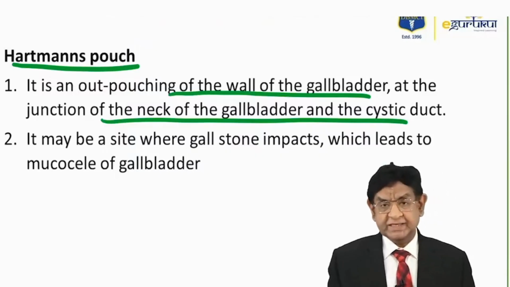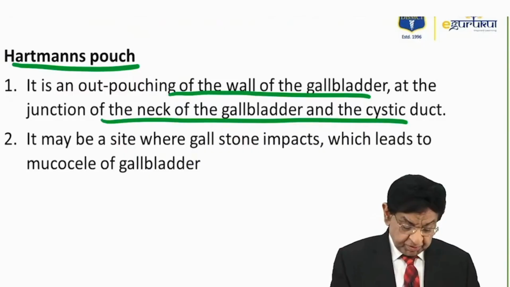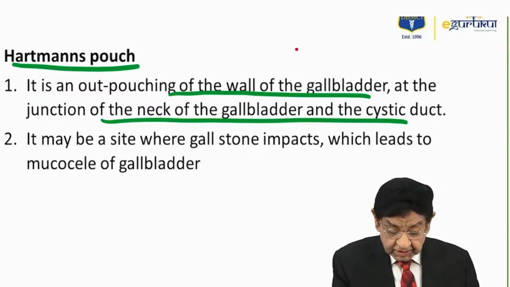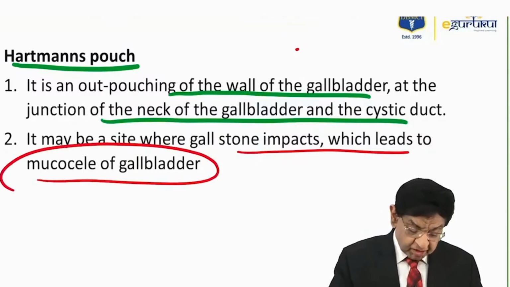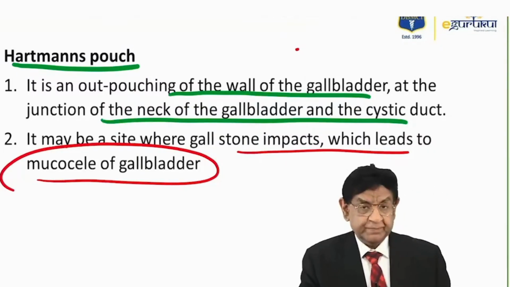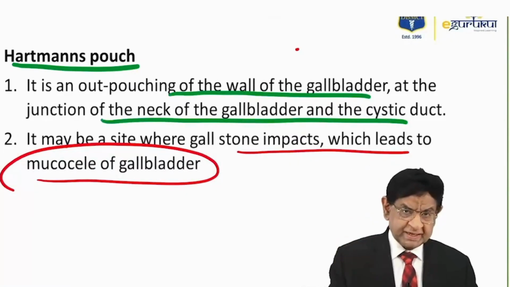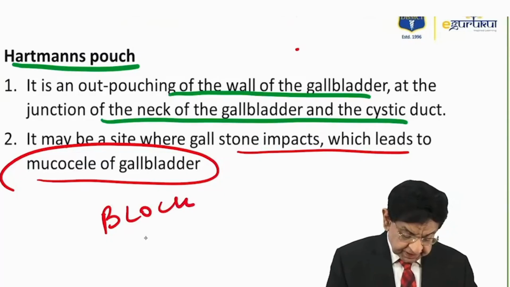Now why is it so special that we spend 2 minutes on this point? Because it is a site where a gallstone comes and impacts, which can lead to mucocele of the gallbladder. Definitely it is lying near the cystic duct. If a stone comes to that place, it may definitely block the neck of the gallbladder, it can block the cystic duct.